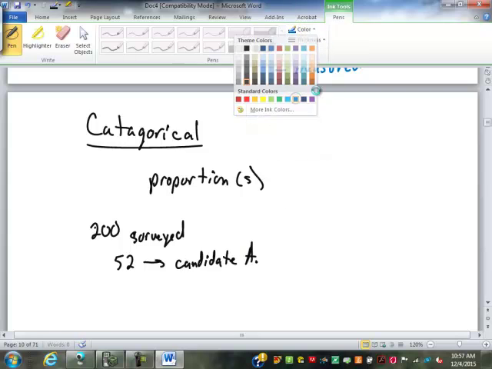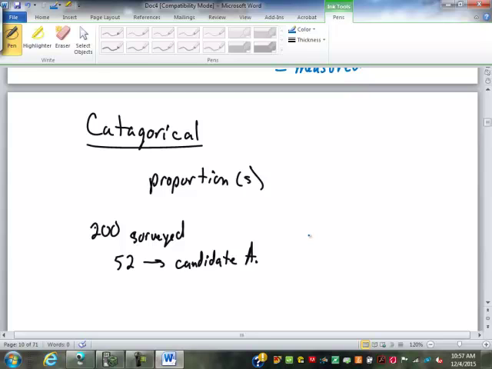That gives us a proportion. Now, a proportion is a percent as a decimal. What that means is we don't have to put it over 100. We just divide it out. 52 divided by 200 is going to be 0.26. That would be 26%, but as a proportion, you just leave it as 0.26.